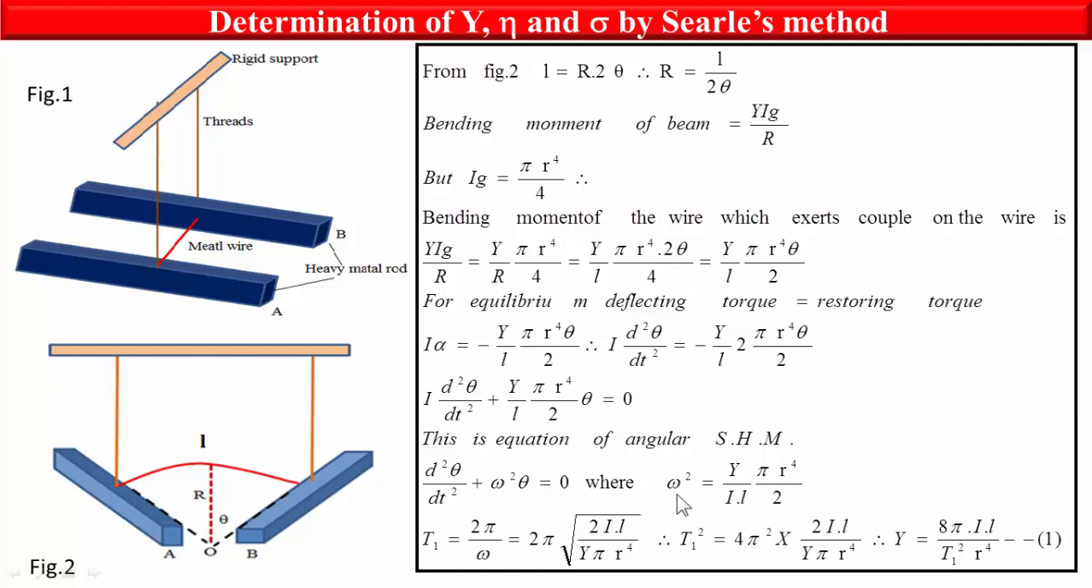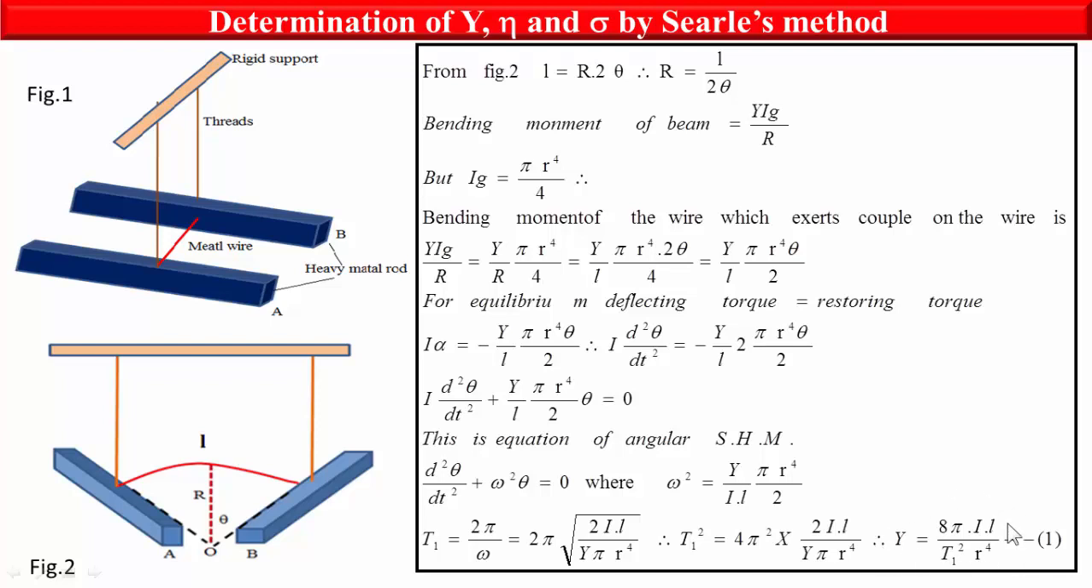Now here the constant omega square is equal to Y upon I L into pi r raised to 4 by 2. Now we find what is the periodic time of the angular SHM, and that is given by T1 is equal to 2 pi upon omega, that is 2 pi root of 2 I L by Y pi r raised to 4. Now squaring both the sides, we write T1 square is equal to 4 pi square into 2 I L upon Y pi r raised to 4. And therefore we write Y is equal to 8 pi I L upon T1 square r raised to 4.